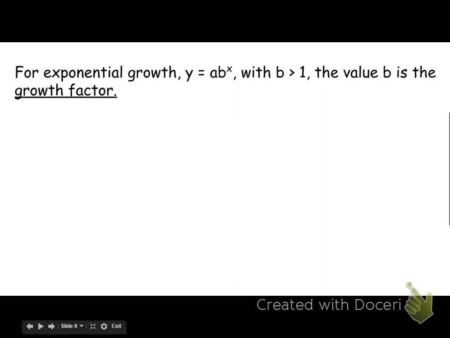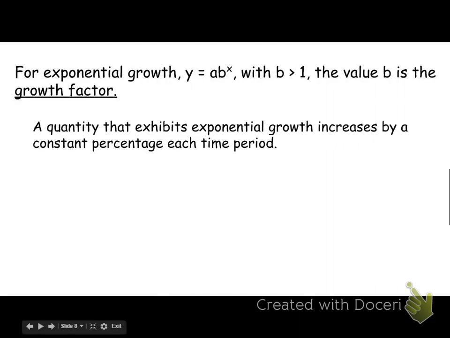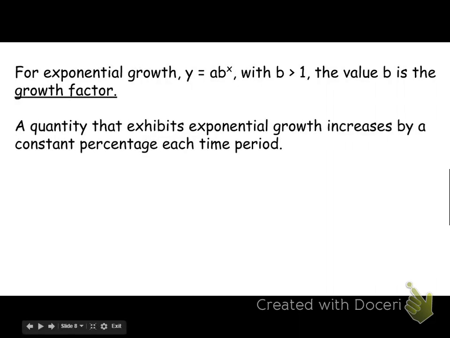For exponential growth, y equals ab to the x with b greater than 1. The value b is known as the growth factor. When you have exponential growth, the quantity increases by a constant percentage each time period.